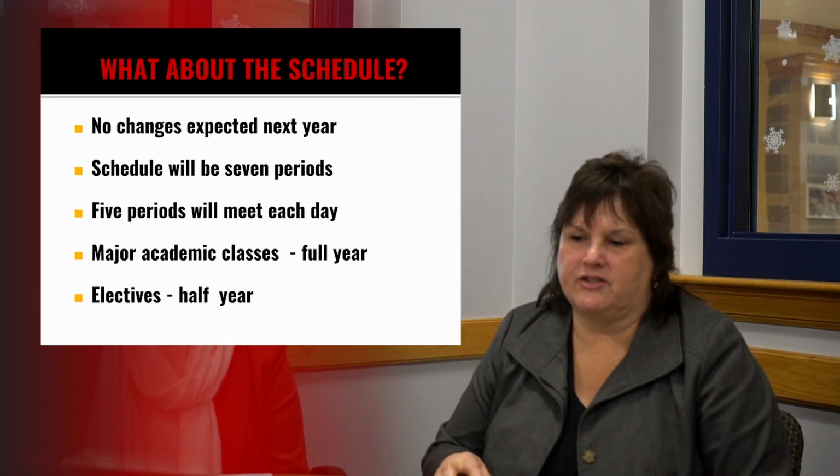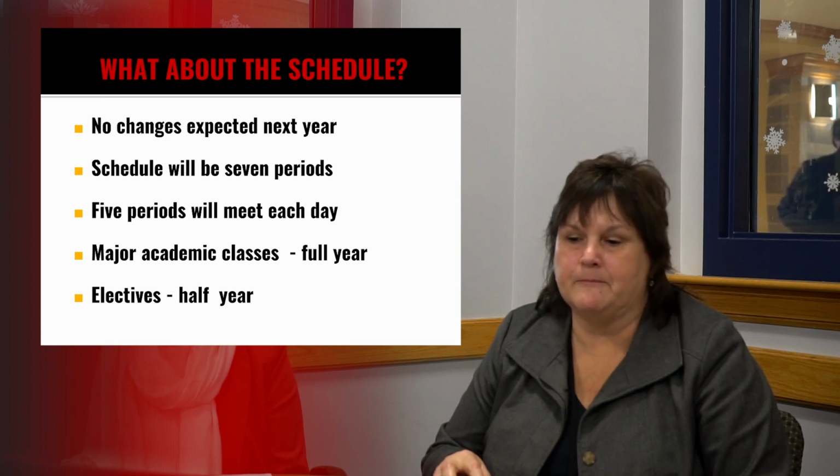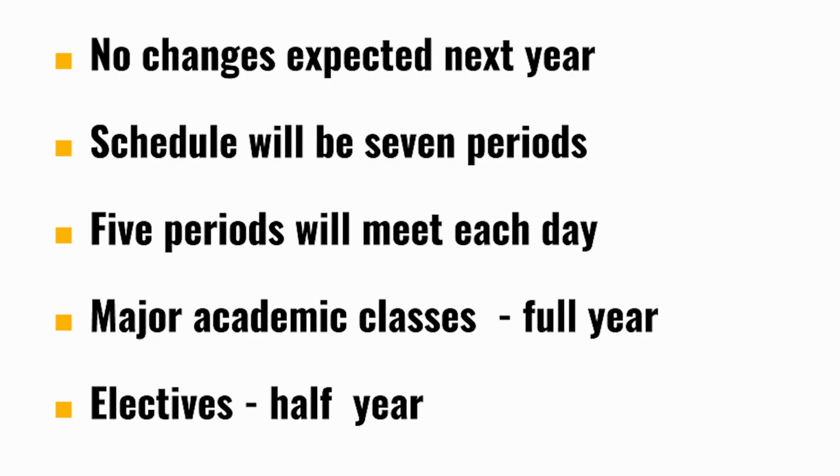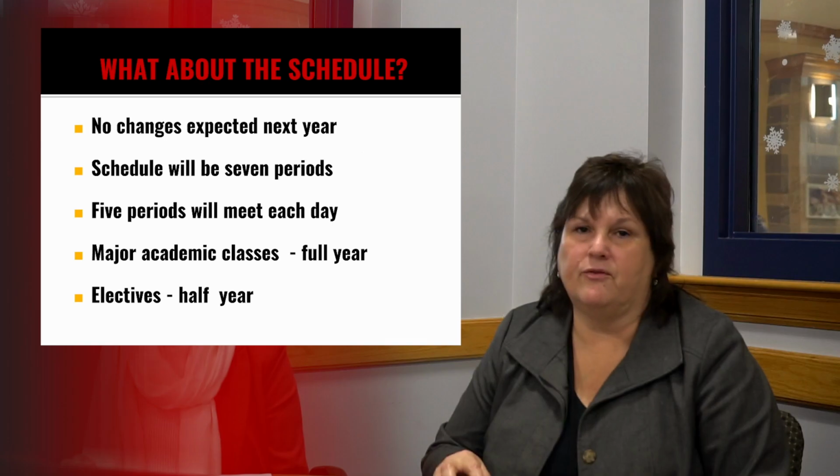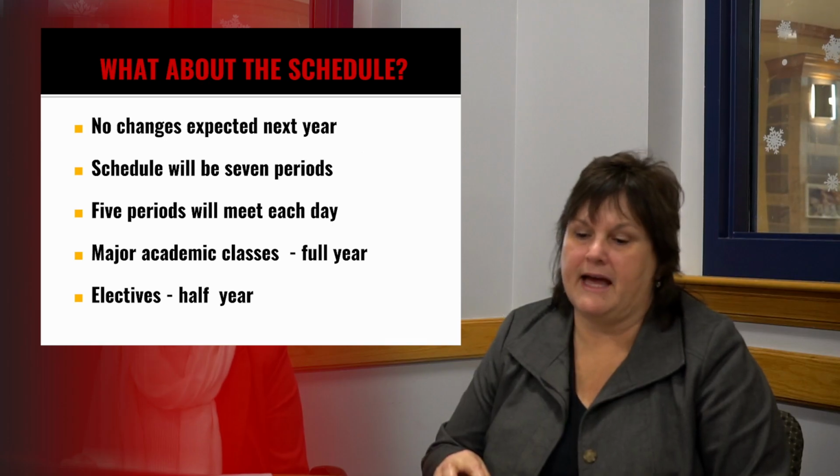So what about the schedule for next year? First important thing to note is that we don't expect to have any changes. The schedule will be 7 periods, 5 major classes will meet each day, major academic classes will be full year, and just like this year, our electives will be half-year classes.